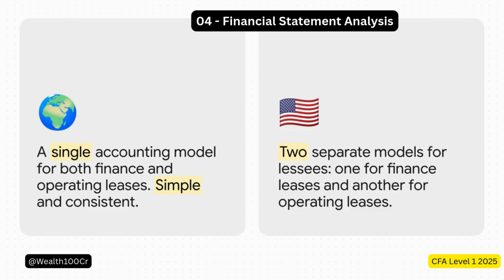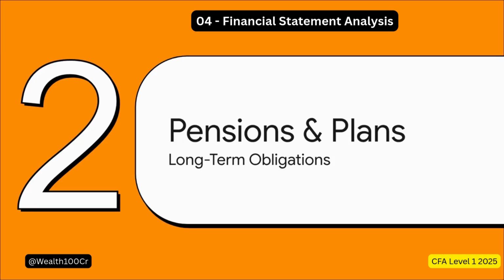And of course, there's a classic IFRS versus US GAAP twist you got to watch out for. IFRS decided to simplify things. For the company leasing the asset, pretty much all leases are treated the same, like finance leases. But US GAAP, nope, they keep those 2 different models, which means comparing an IFRS company to a US GAAP company gets really tricky. All right, let's shift gears from leases and tackle another monster liability, pensions.